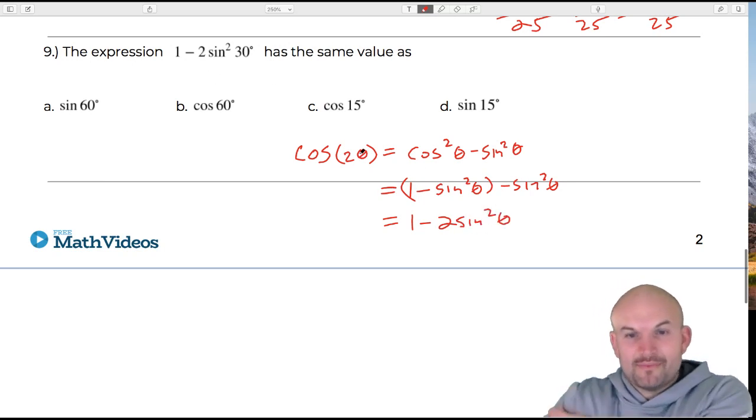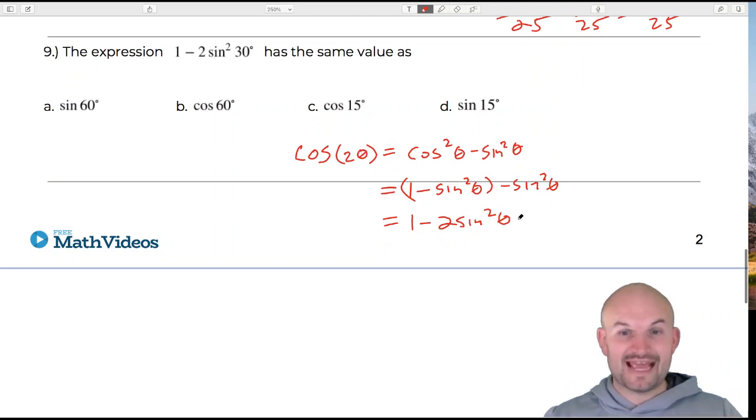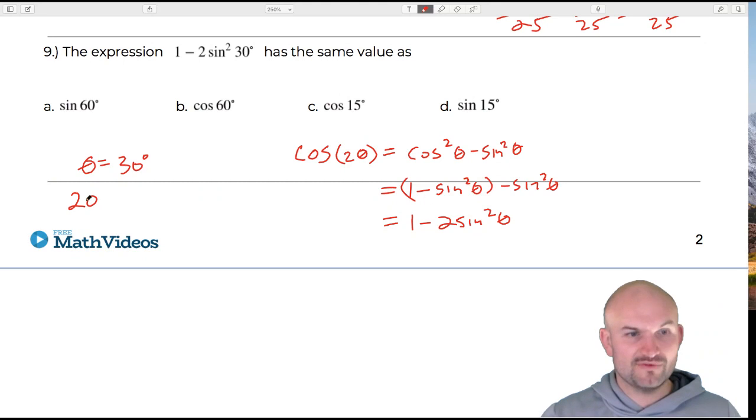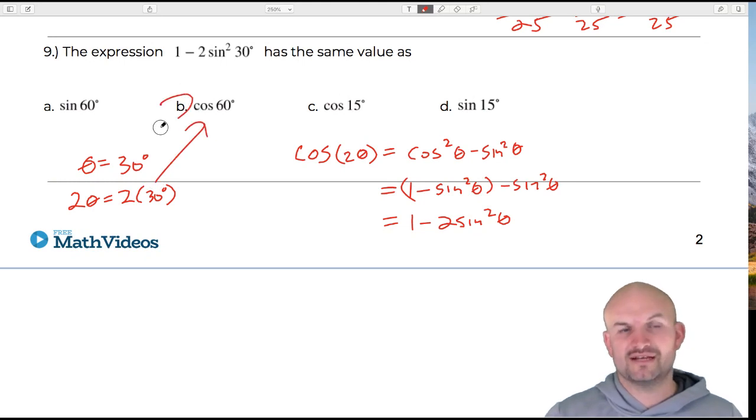Now again, this represents the cosine of 2 theta. So if theta is 30 degrees, then what is 2 theta? Well, all you're going to do is 2 times 30 degrees, which you can see here is going to be cosine of 60 degrees.